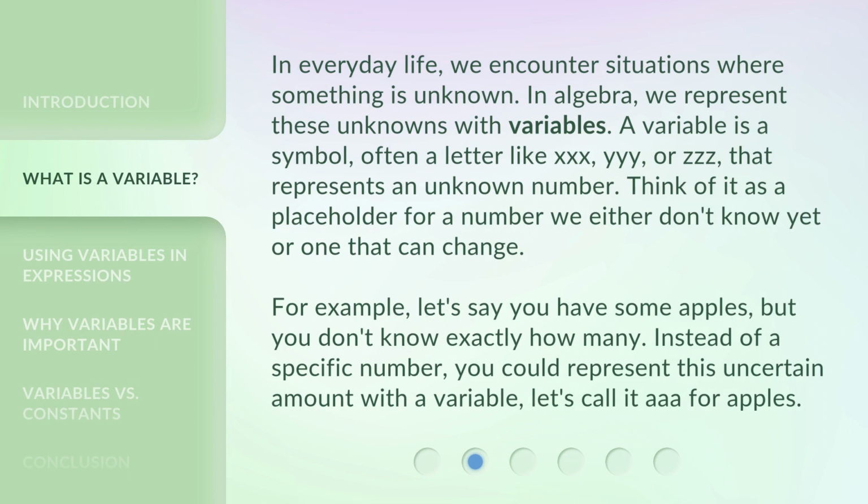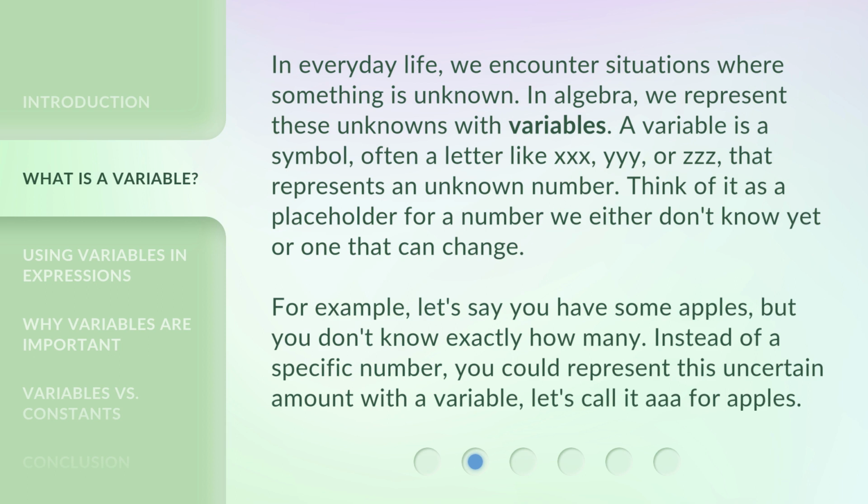In everyday life, we encounter situations where something is unknown. In algebra, we represent these unknowns with variables. A variable is a symbol, often a letter like X, Y, or Z, that represents an unknown number. Think of it as a placeholder for a number we either don't know yet or one that can change.